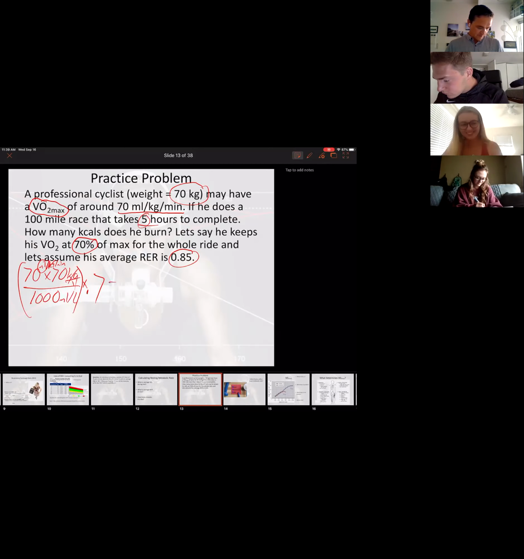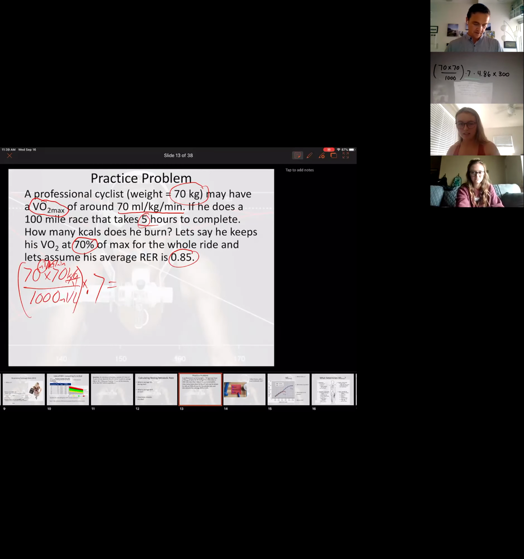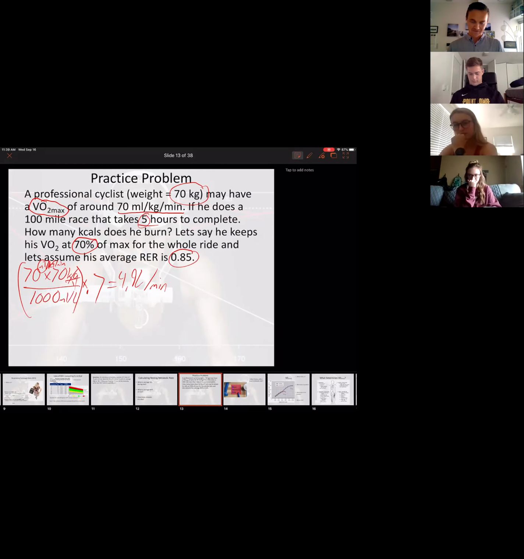I'll write it in. So what number does that give us in liters per minute for his VO2 max? 4.9 liters per minute. Okay, 4.9 liters per minute, but that's VO2 max, right? And we don't exercise at VO2 max for very long, definitely not for 5 hours. We can do it for a little bit, but not for 5 hours. So how do we get that to 70%? Multiply by 0.7. All right, and what does that give us? 3.43 liters per minute.